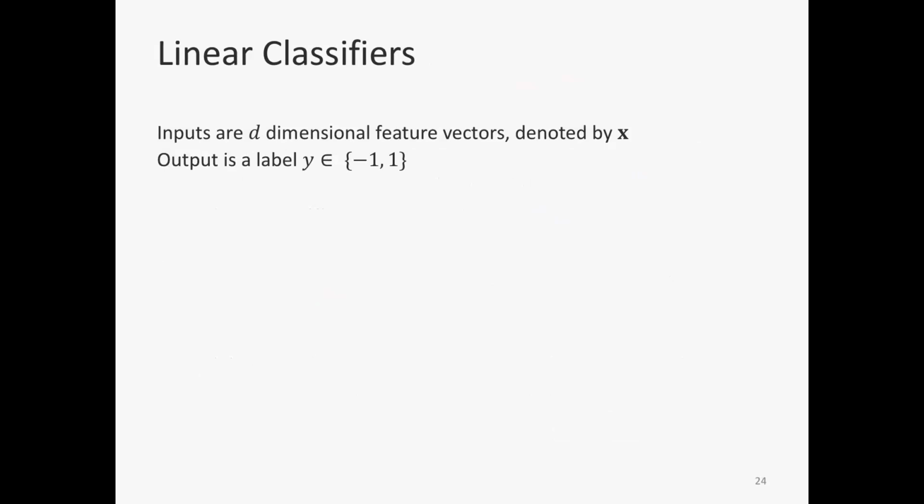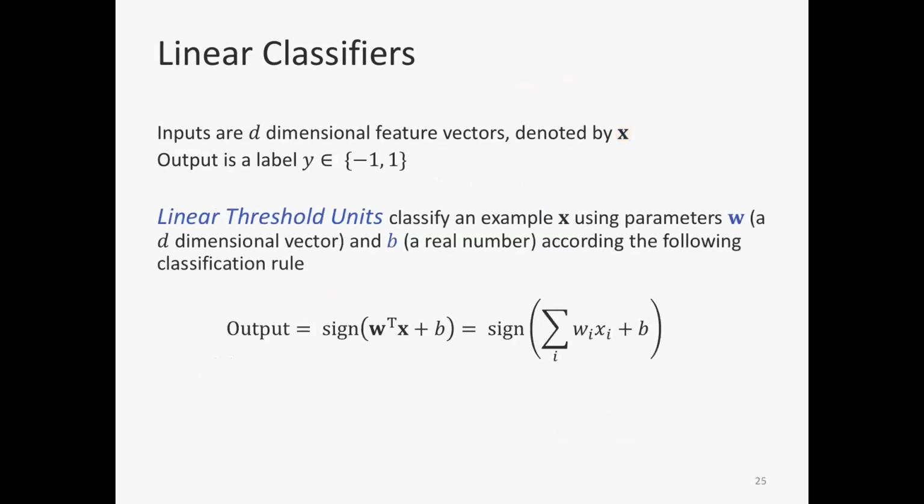Suppose you have D features. So you have D-dimensional feature vectors. I'm calling them X. X is a vector of D numbers. We're working with a Boolean output space, binary classification. Your label is either a -1 or a +1. The device that we are trying to learn is something called a linear threshold unit. A linear threshold unit classifies the example X using a set of parameters that I'm going to call W.